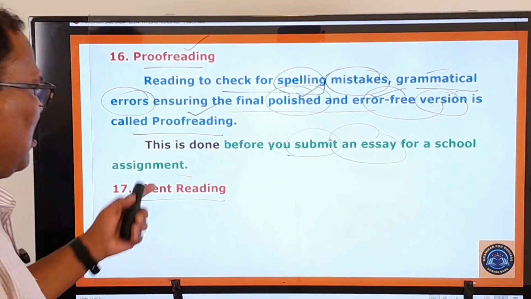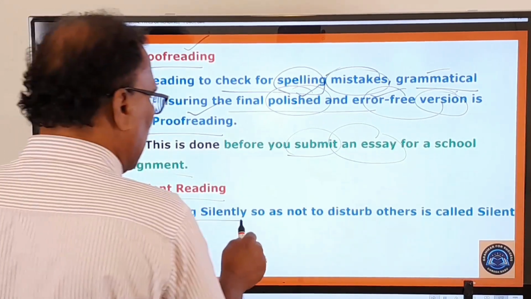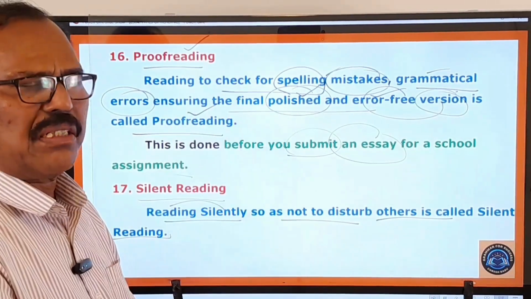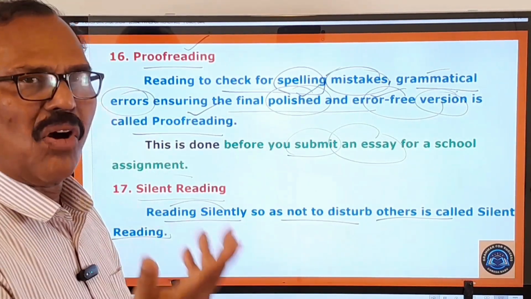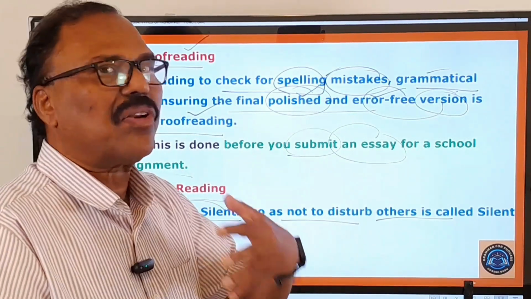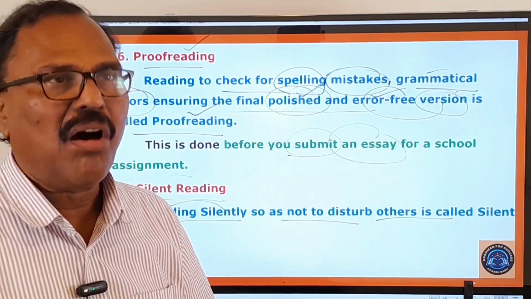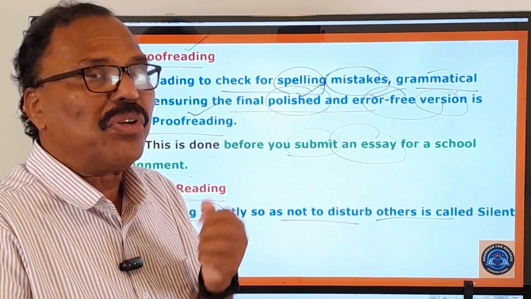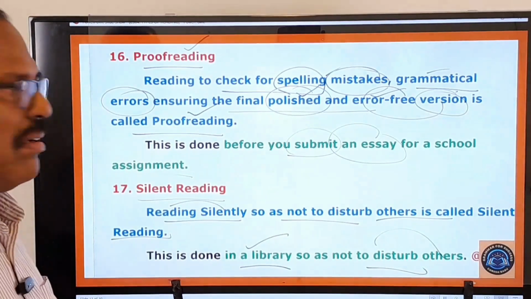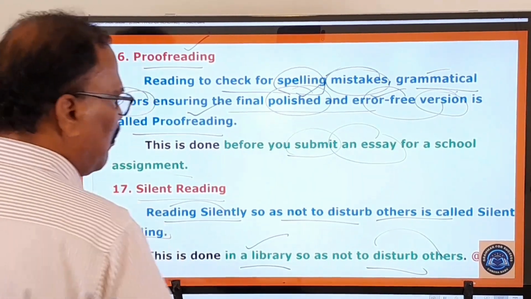Silent reading is there. The title itself tells you what it is about. Silent reading means reading silently, so as not to disturb others. Reading any subject, any topic silently is called silent reading. In this reading, you are not trying to disturb others. Generally, this kind of reading will take place in libraries, or whenever you are among so many people, you don't read aloud. You read silently. So that's called silent reading. The purpose of this silent reading is not to disturb others. Very simple. Now we move on to other types of reading.